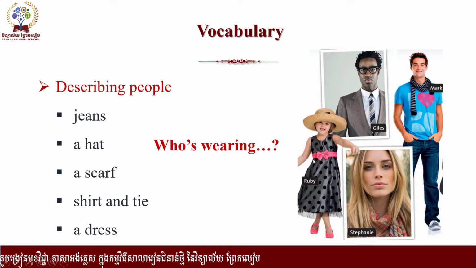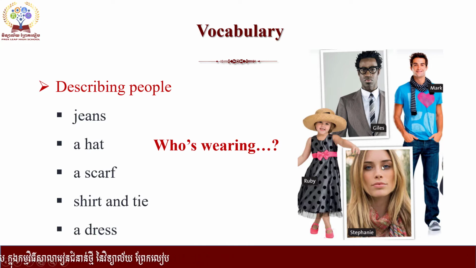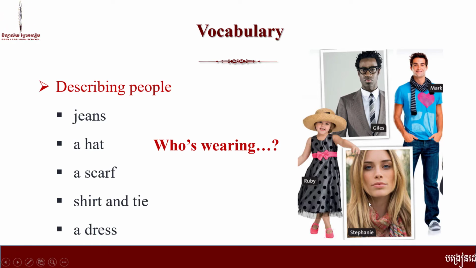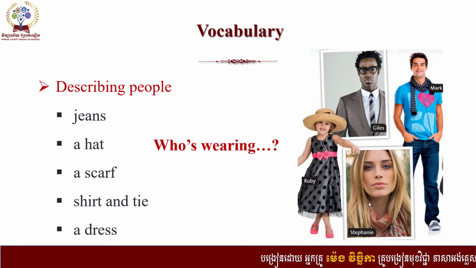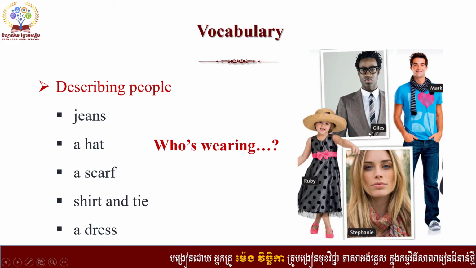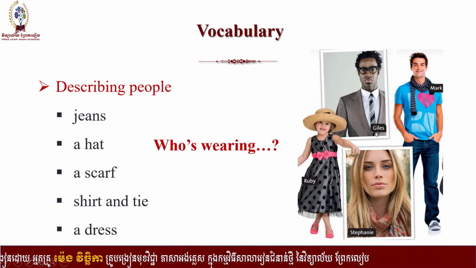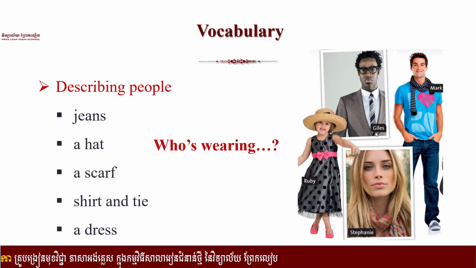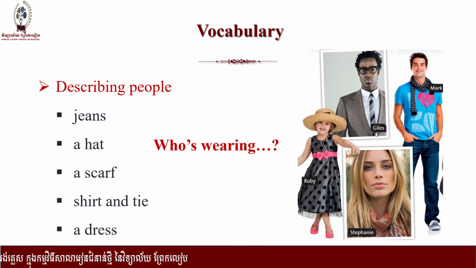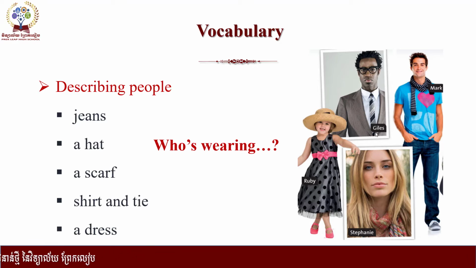Scarf. Yes, here we can see the scarf. We have Stephanie. You might say Stephanie is wearing a scarf. How about shirt and tie? It might be this guy, Gil. He is wearing a shirt and tie. Yes, he looks professional. So there are many phrases that we have learned about describing people.